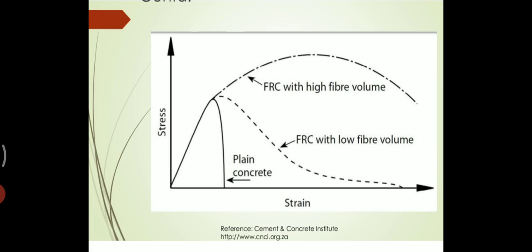Here we see that the plain concrete curve simply goes to some ultimate load. Once it fails, the load and stress reach zero. But if we use FRC with high fiber volume, it behaves completely differently, with a ductile nature. The stress-strain curve of plain concrete shows that concrete is a purely brittle material, whereas if you add a volume of fiber content into the concrete, its behavior changes into ductile. So if you add more volume, its behavior completely changes from brittle to ductile. If we add low fiber volume, its behavior is in between brittle and ductile.